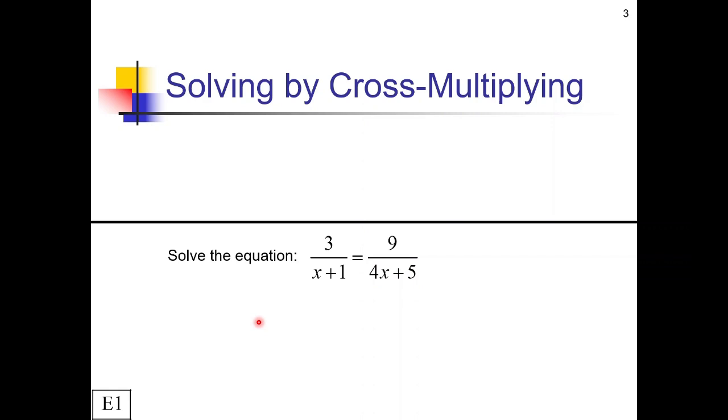So here's our opening problem. They want us to solve this equation right here. Now, this is an example of what we call a rational equation. A rational equation is one that has a variable or variables in the denominator. There's lots of equations that have fractions in them, but if the variable's in the denominator, that makes it a little extra special.